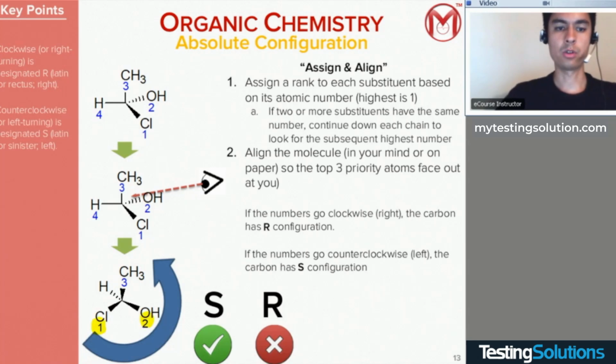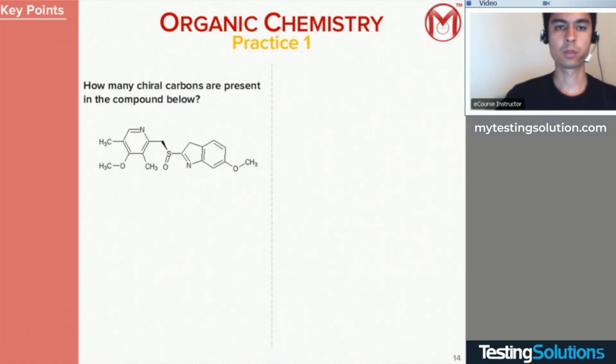Okay. So here I can see I have 1, 2, 3. It goes counterclockwise. It is S. But it is important that you are looking at them from the correct angle. Because if you look at them from behind, it'll look like they're going clockwise, and then you would be misled. So, with that, let's try out this problem.